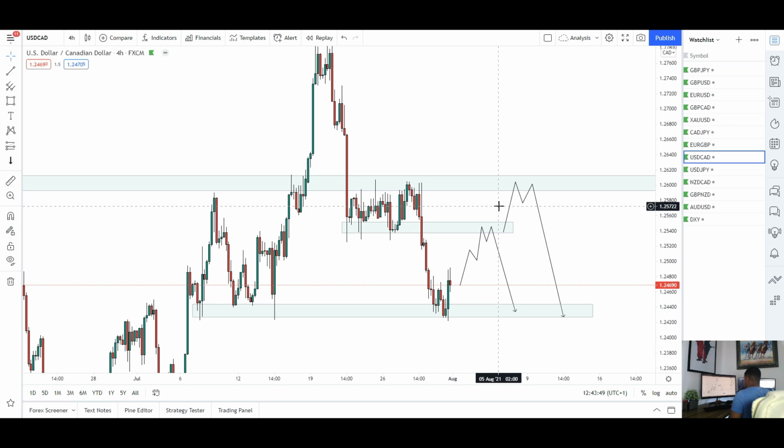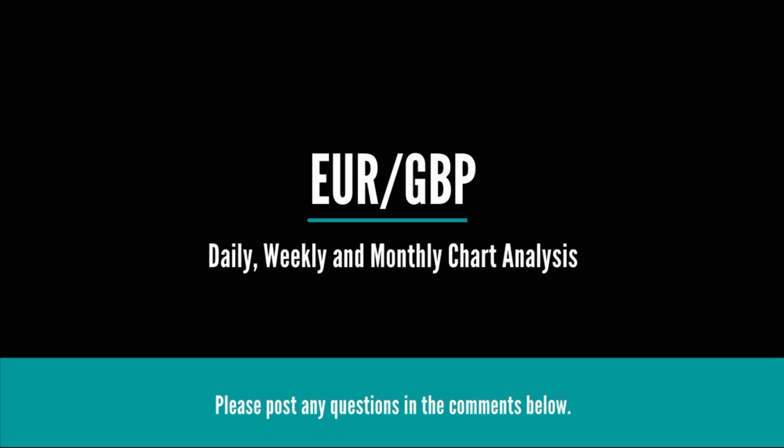So USD CAD, looking for some retracement to start the week off, but then once we do find some retracement into this area around here or that area there, we'll look for short opportunities to take it back down into that same support here. Up next is Euro GBP.